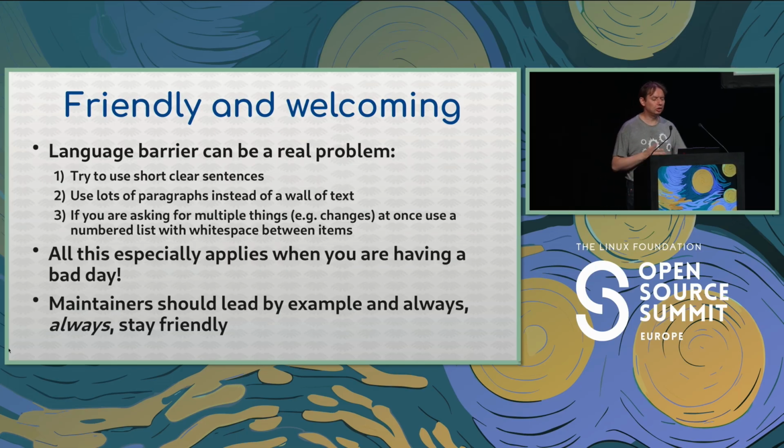So for me, English is not really a problem, but I noticed that for some contributors it can really be a problem. Some rules which I use for myself to help overcome the language barrier is try to use short, clear sentences. Engineers often have the tendency, I noticed, to write really long sentences with sub-sentences to clarify words, and then a sub-sentence in the sub-sentence. So try to avoid that, try to be concise.